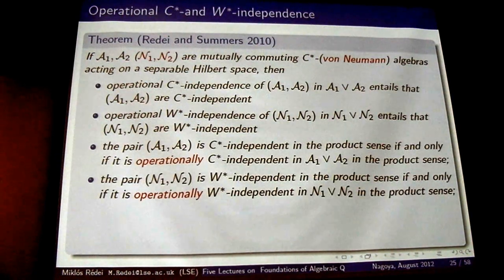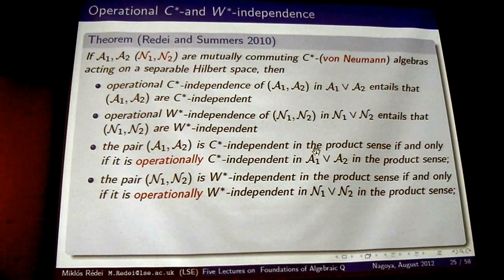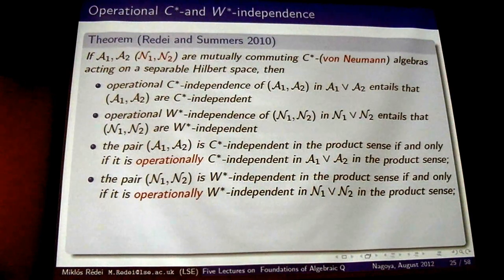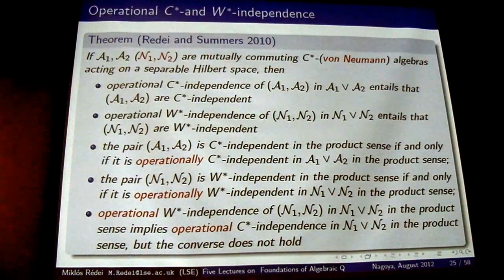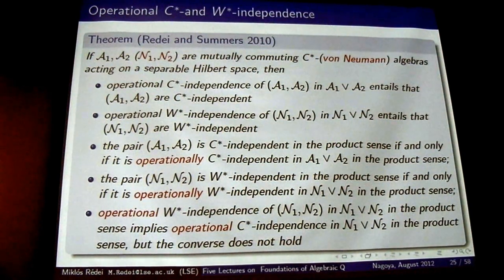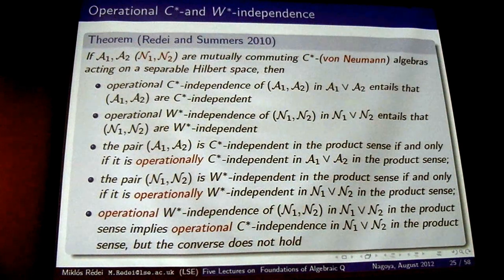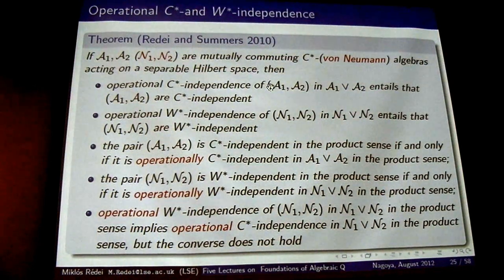The next observation or proposition is that this pair of C-star algebras are C-star independent in the product sense if and only if they are operationally C-star independent in the product sense. And the same holds for the W-star version of this. And knowing how C-star independence and W-star independence relate to each other, we know that operational W-star independence in the product sense entails operational C-star independence in the product sense, but the converse is not true. So this is what is known about the issue. There is a little paper in the International Journal of Theoretical Physics where this can be read about.